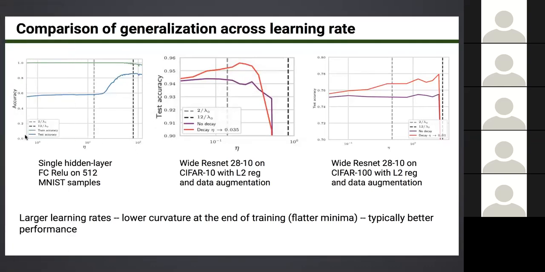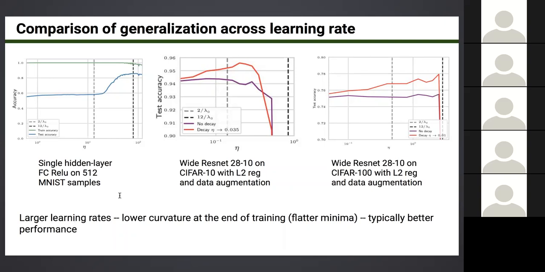So this plot on the left, when you have just a small number of samples, 512 MNIST samples, does a lot better in the catapult phase than the lazy phase. But whether you see this large performance gap between the two regimes is really a strong function of how wide you are, how many training samples you have, and maybe other architectural aspects.